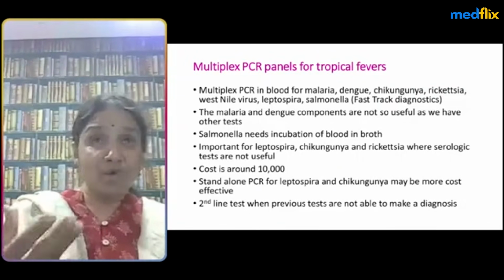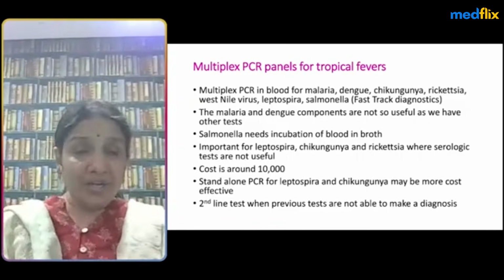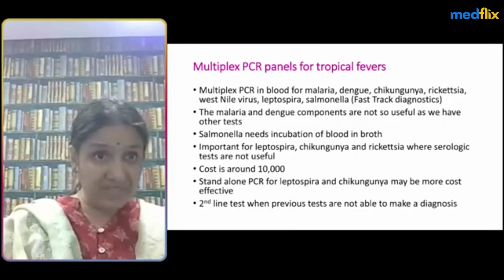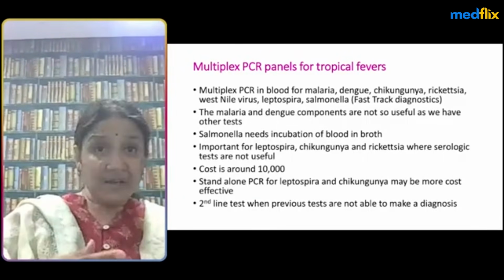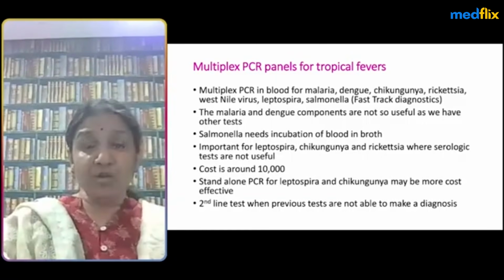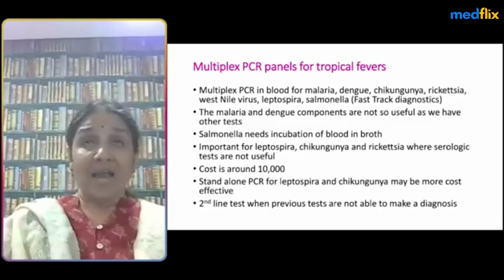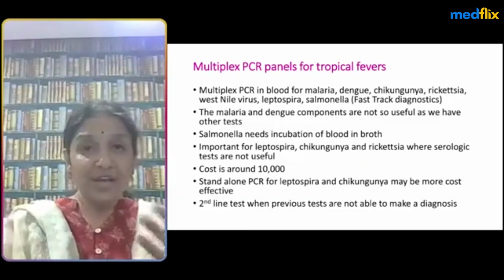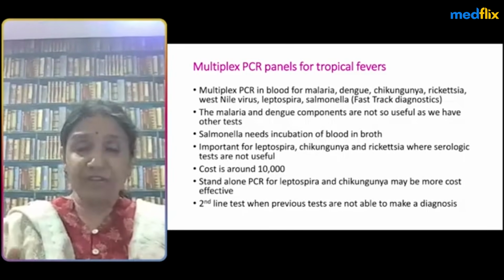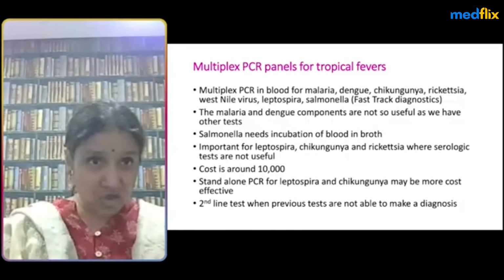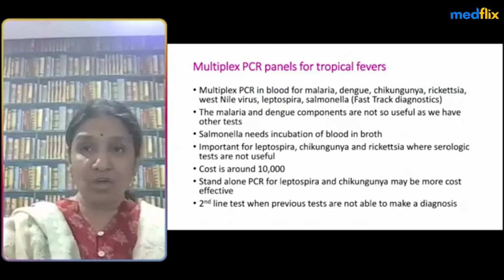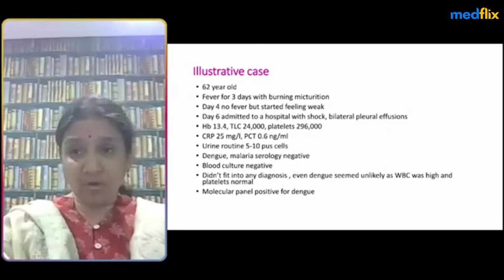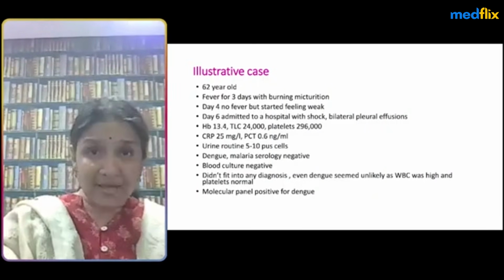And if you're really thinking of leptospira, you can ask for a standalone lepto PCR. If you're thinking of chikungunya, you can ask for a chikungunya PCR. So I think that you should do this panel only if your patient comes to you really sick and you can't make out whether this is dengue, malaria, leptospira, chikungunya, whatever, then you may send this panel. But more often than not, with your initial basic investigations, or the clinical picture, you can somehow make a diagnosis. So I'll just share quickly now in the next 5 minutes some cases.